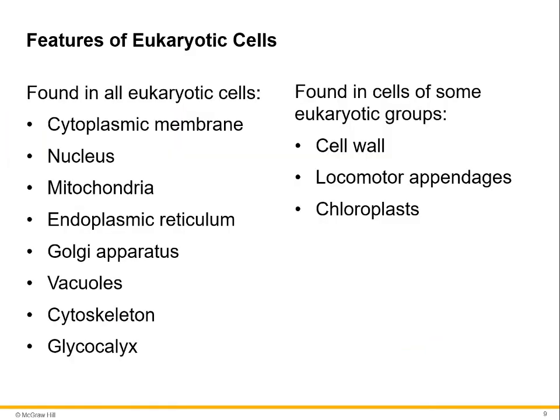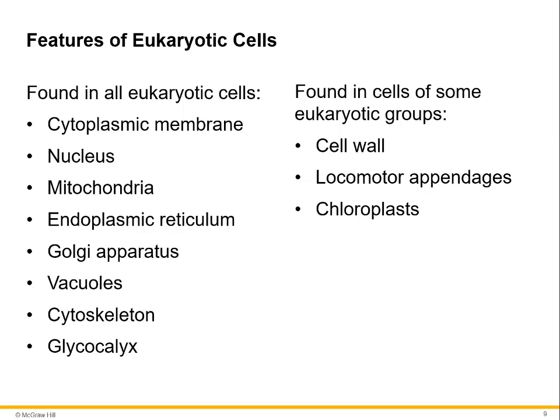So some of the features that we see in eukaryotic cells, that are found in all eukaryotic cells, are the plasma membrane. That's found in all cells, period. And then a nucleus, which is unique to eukaryotic cells, mitochondria, which is unique to eukaryotic cells, endoplasmic reticulum, Golgi apparatus, vacuoles, cytoskeleton, and glycocalyx.